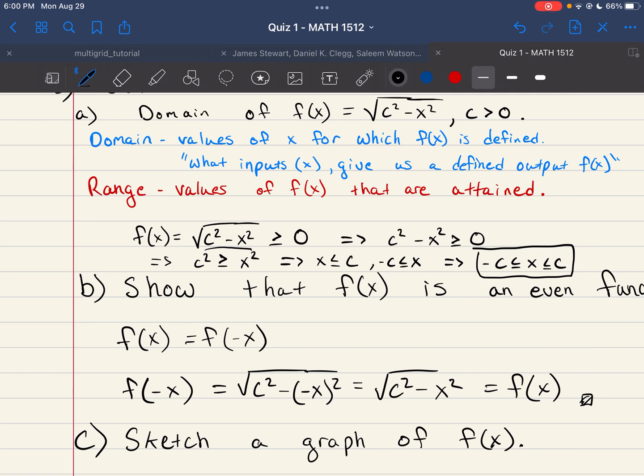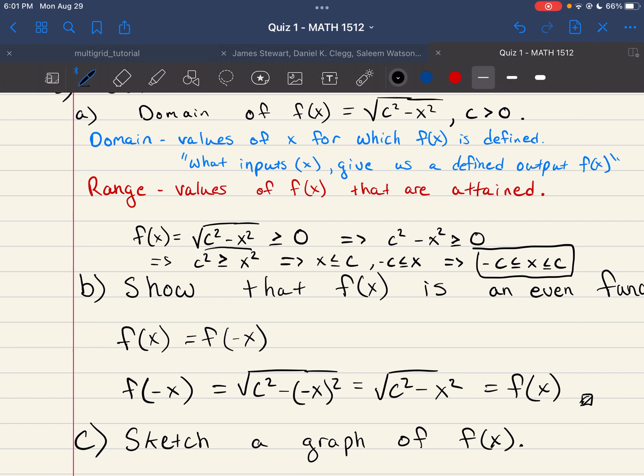Then we can add x squared to both sides, giving us c squared is greater than or equal to x squared. Taking the square root, we get x is less than or equal to plus or minus c. Since we multiply by the negative, we have to flip the interval. So we have x is less than or equal to c, and x is greater than or equal to negative c.